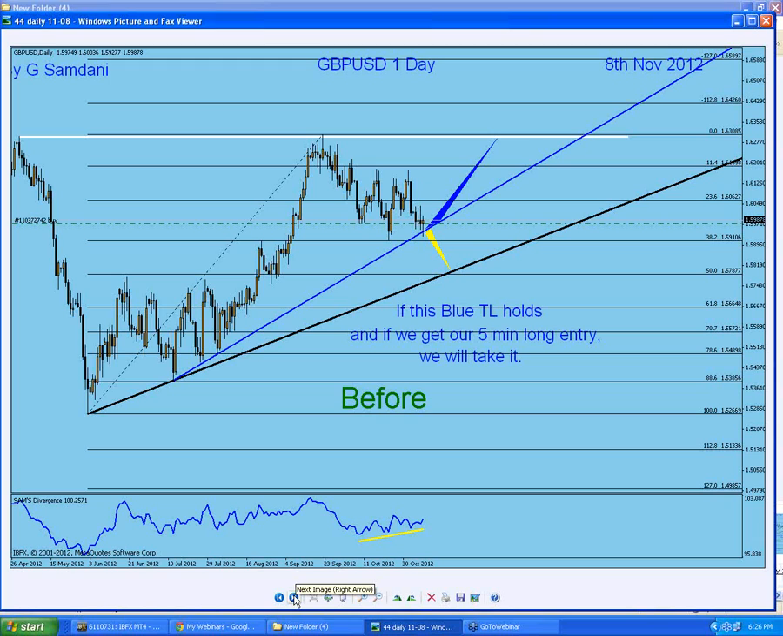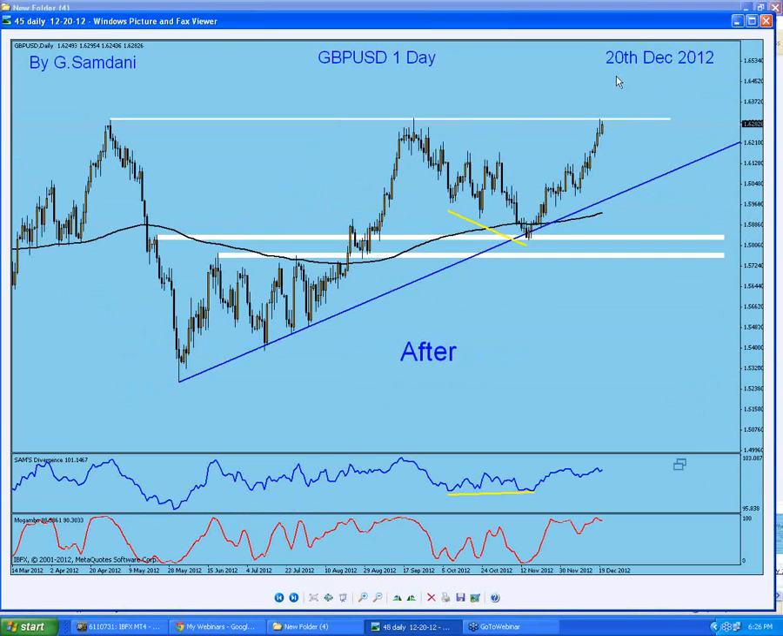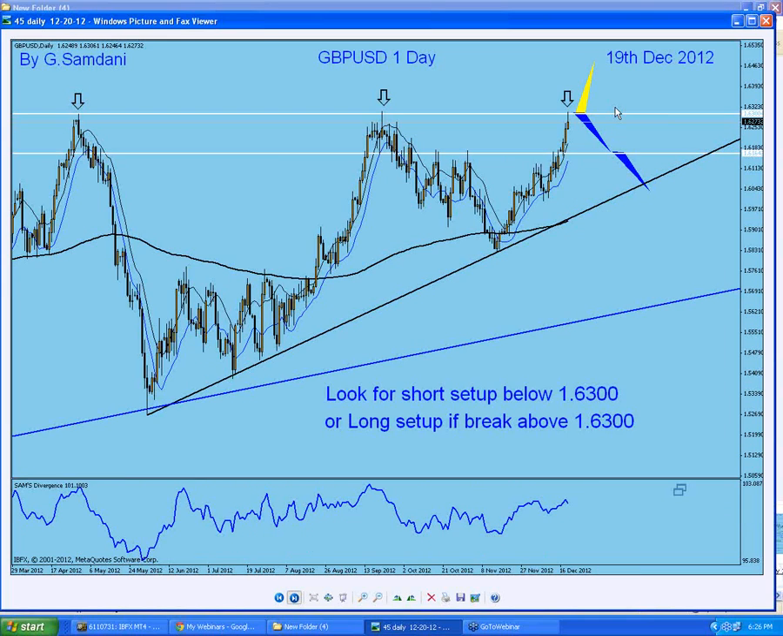So what happened next? This is what happened next. Exactly to the pip, we went and we touched after a long time, December 20, we are at our target 163. Once we got there, I had another chart sent out to everyone, and that was this. I said look for a short setup below 163, or a long setup if we break 163 and start moving to the upside.